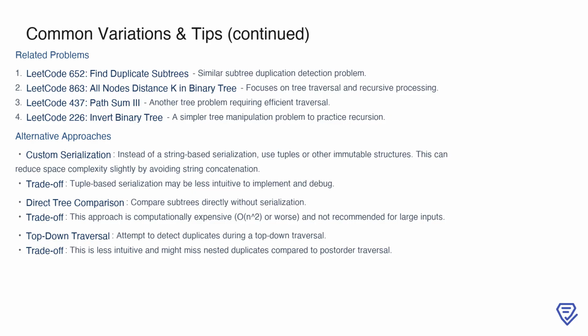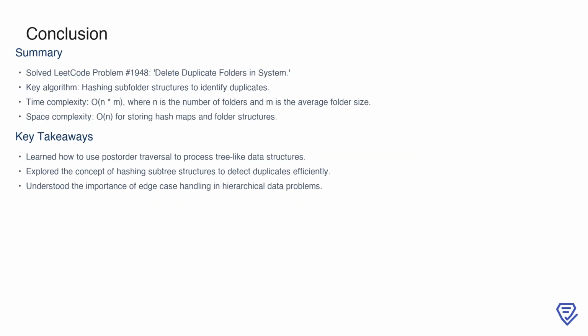Great work! To summarize, we tackled LeetCode problem number 1948 by using post-order traversal and hashing to identify duplicate folder structures. The approach emphasized efficiency and careful handling of hierarchical data. Remember to apply these concepts in similar problems to strengthen your problem-solving skills.